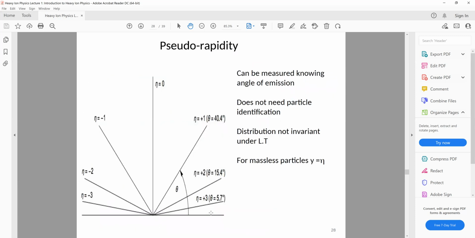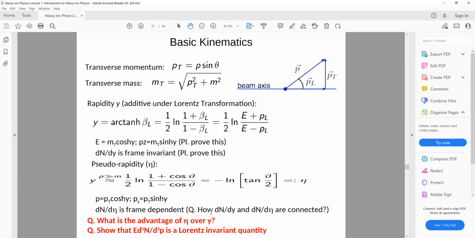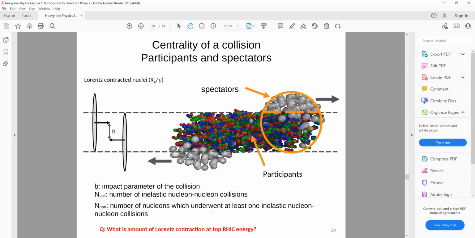So this is a small bit about the kinematics. There is another thing which we need to know before we make progress, which is the centrality of a collision. So how do we decide the centrality of a collision or centrality of an event? As you know, when you collide two nuclei, the nuclei are accelerated to relativistic speed along the z direction. As a result, they undergo Lorentz contraction of length along the z direction.